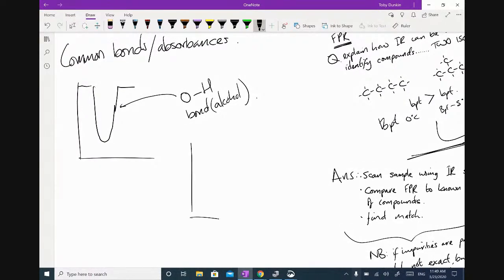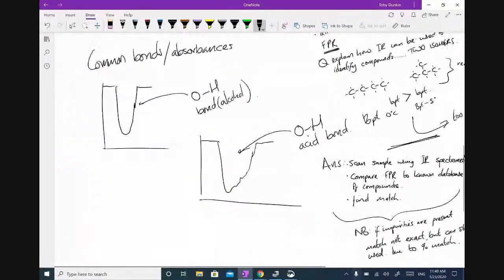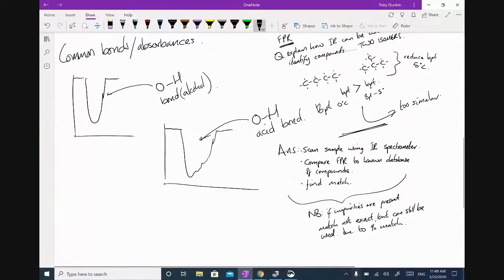The next one, same region, but now it becomes all distorted and broader. That there is the OH acid peak, acid absorbance. It's not a peak, it's a trough. OH acid bond. So that's from a carboxylic acid. Yeah, that's what that simply means.